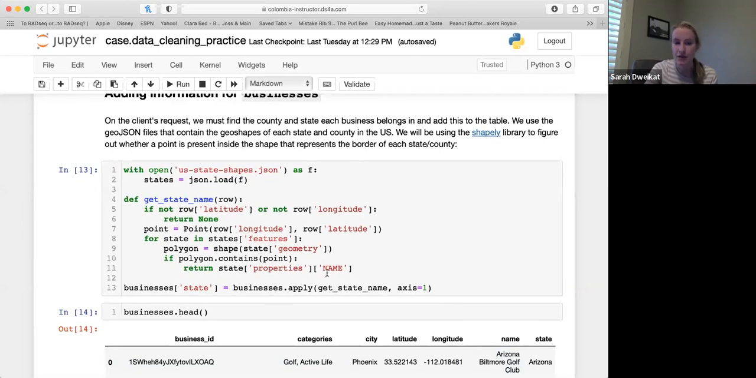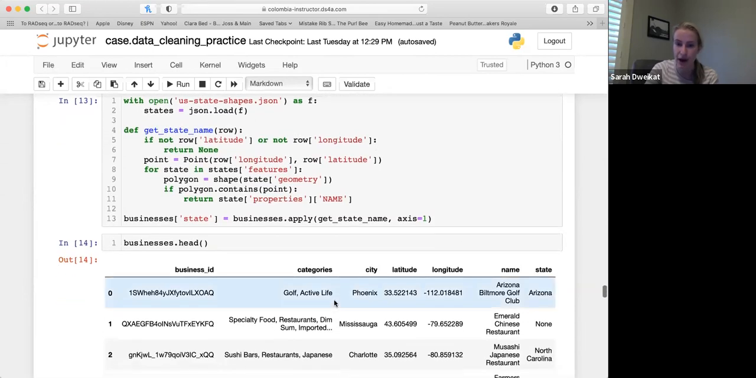And so then we're going to modify our business's data set to create a state column, because we don't have one yet. We need to create that state column and then apply this function, get state name, with axis equals 1, which is for columns. So we're applying this to our business's data set, and then this is what the output should look like.